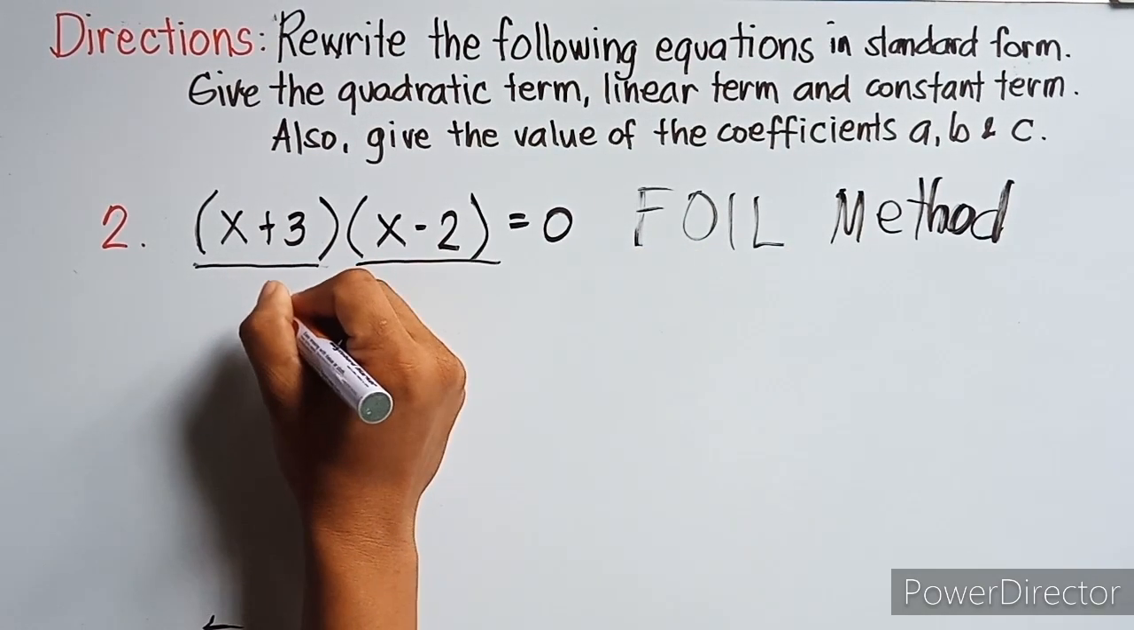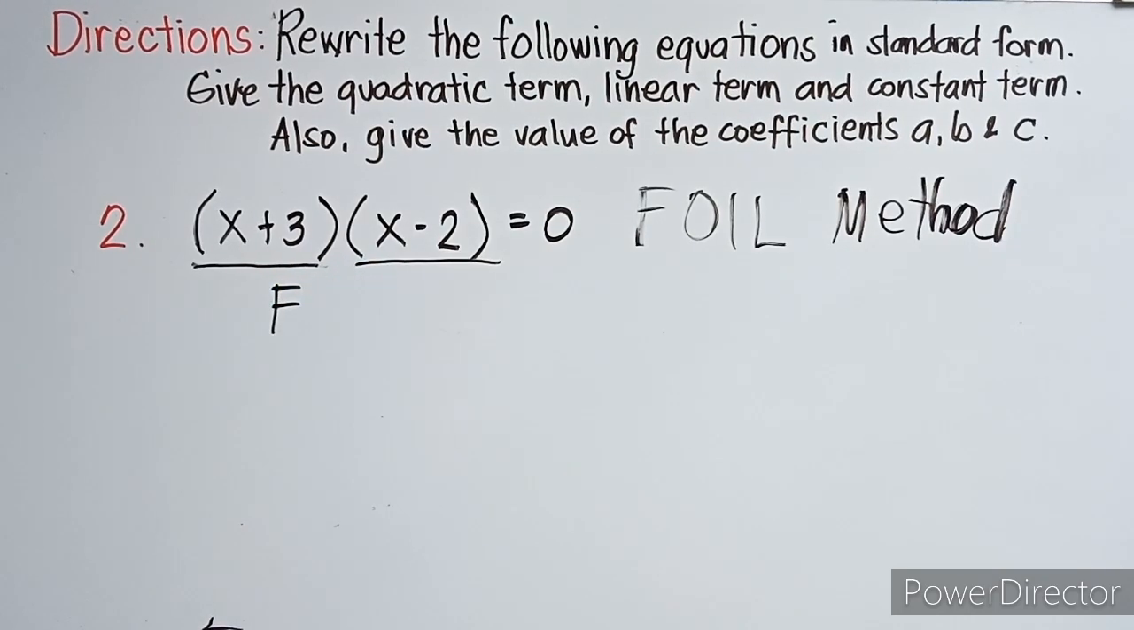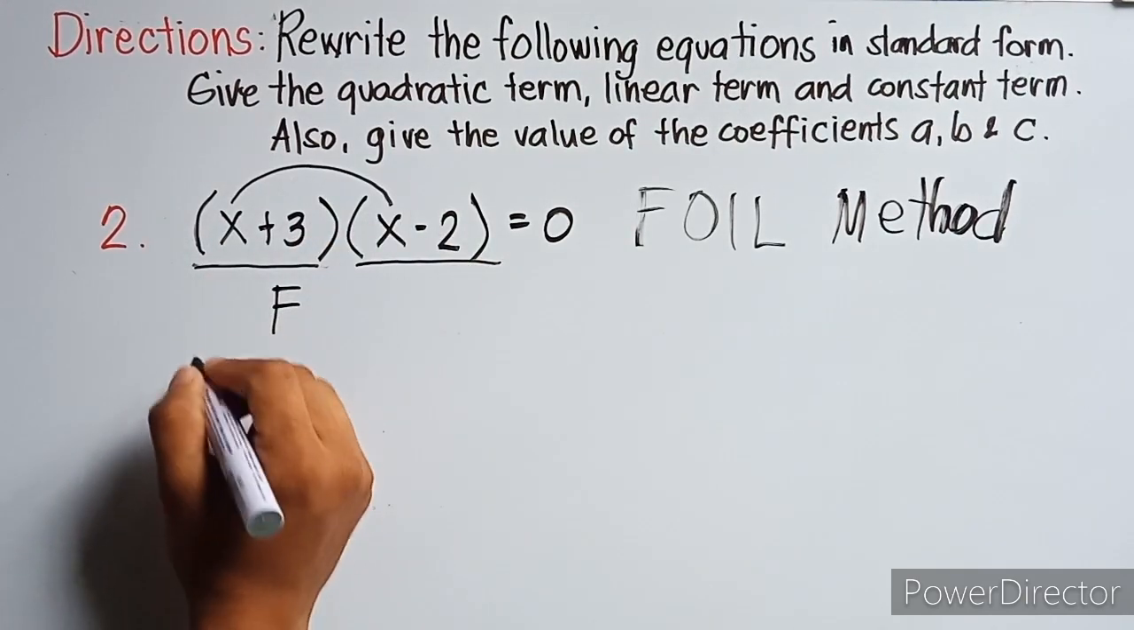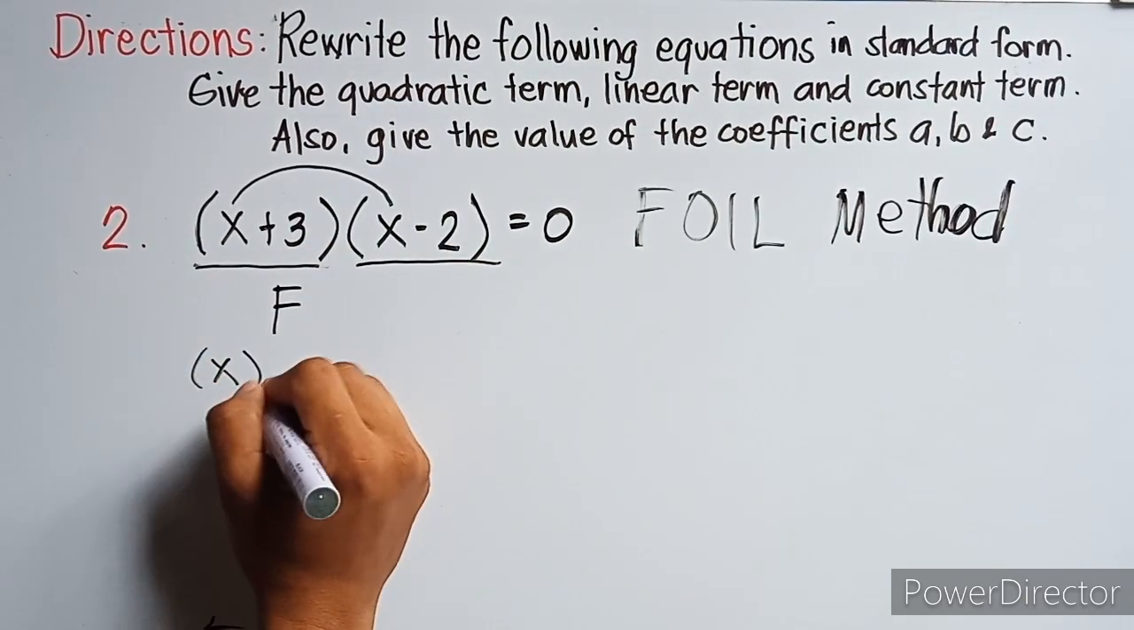So, F muna tayo para sa FOIL method. F. Alin ang ating F? Yung first term to first term. So, x times x. So we have x times x.